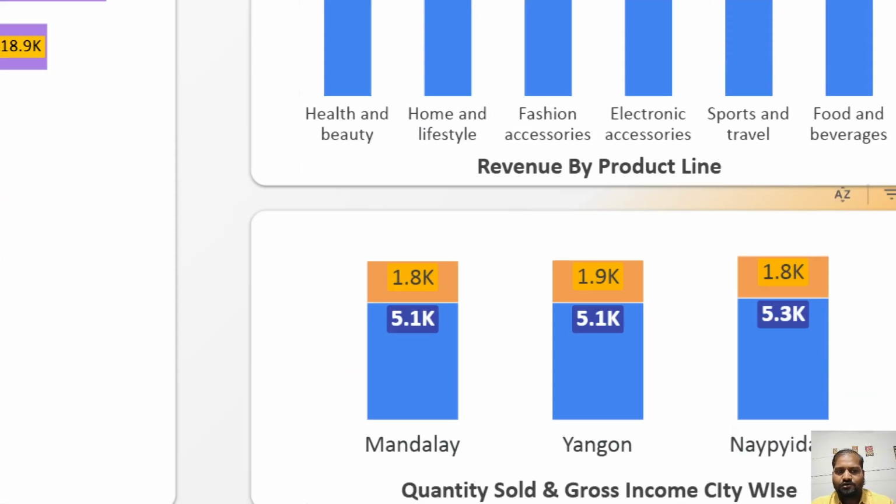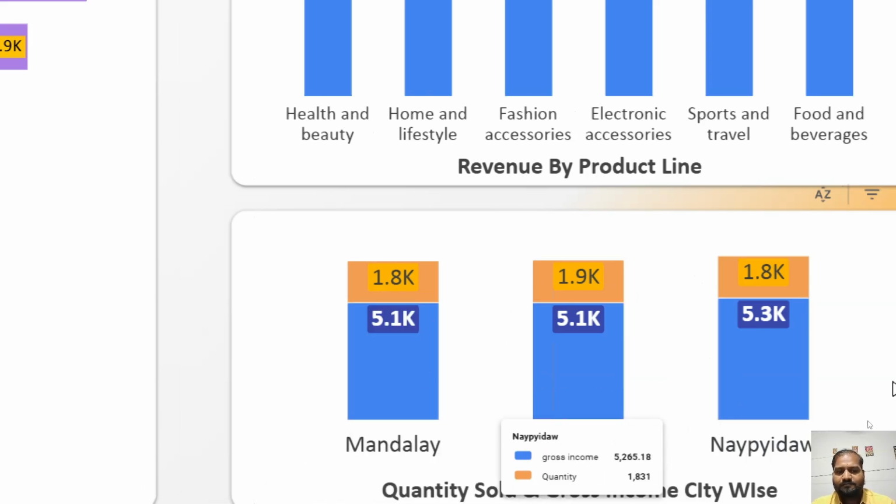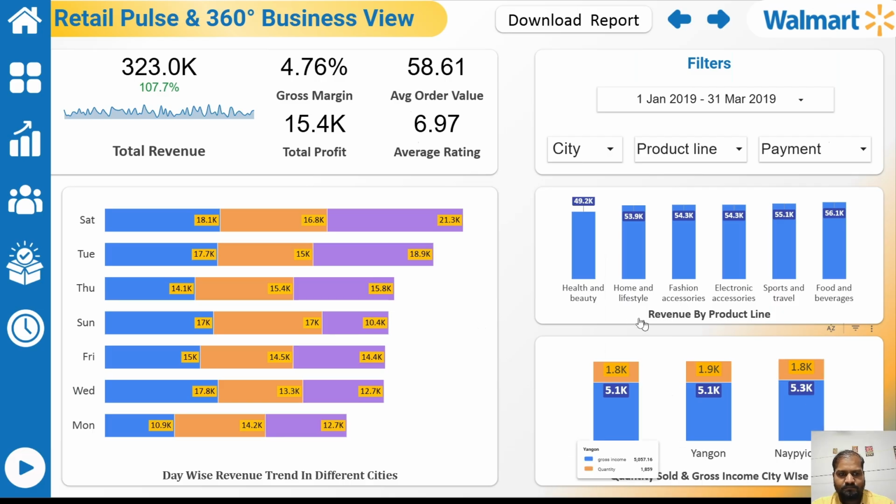At the bottom, we show quantity sold and gross income by the city. From this, we can see that Naypyidaw, the modern capital of Myanmar, sold the highest quantity, around 5.3k, but Yangon generated slightly more profit, around 1.9k. This means both volume and profit patterns are different across cities. So this page gives Walmart a clear idea about which days, which product, and which cities are driving the sales and profit. Now let's move to the next page to explore the customer insights.